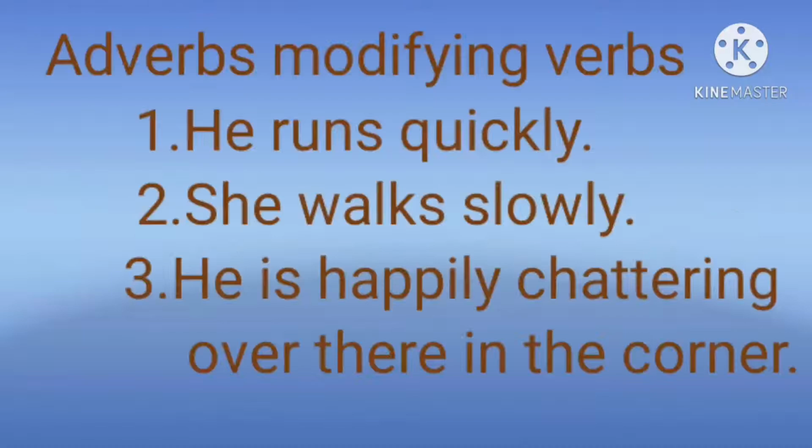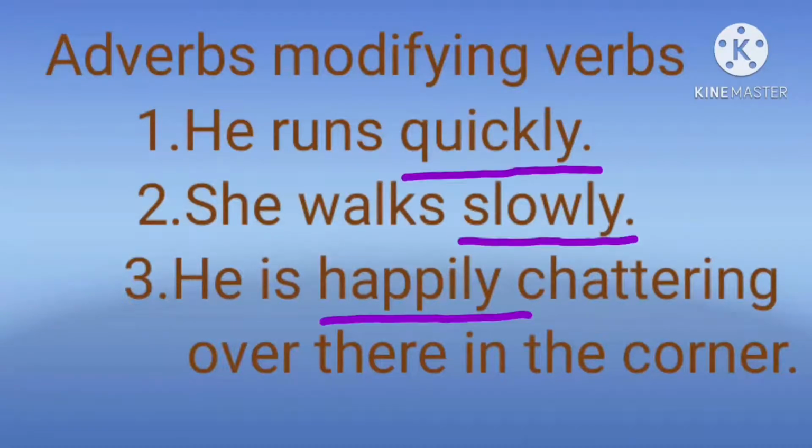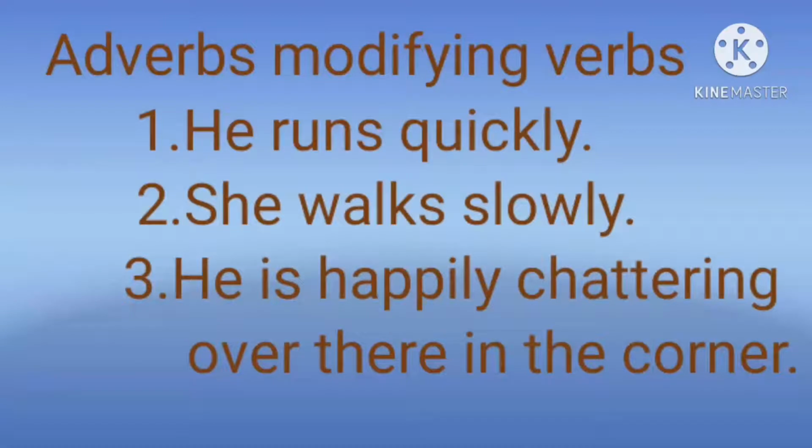Here are some examples of adverbs modifying verbs. He runs quickly. Here, which is an adverb? Quickly. So, it modifies the verb runs. Next, she walks slowly. Here, which is an adverb? Slowly. So, slowly modifies the verb walks. Next, he is happily chattering over there in the corner. Here, which is an adverb? Happily. Yes. So, here in these three examples, the adverbs are modifying the verbs.